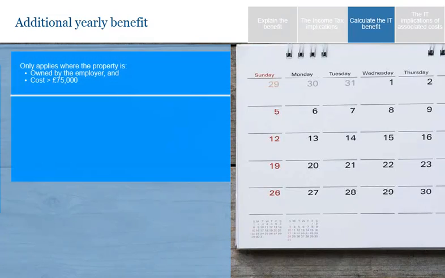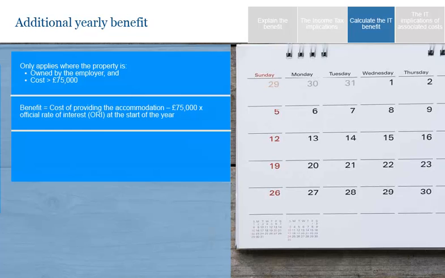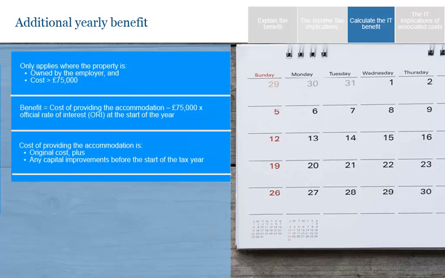And now there is an additional part of the benefit where the property provided is owned by the employer and the original cost to the employer is more than £75,000. I know, in property valuation terms that's a low number, but hey, we're just dealing with a tax rule here. The difference between the original cost, £175,000, and £75,000, times the official rate of interest at the start of the year, which is 2.5%, is treated as a benefit. That cost figure is increased by improvements prior to the start of the tax year, but there's a little bit more here.